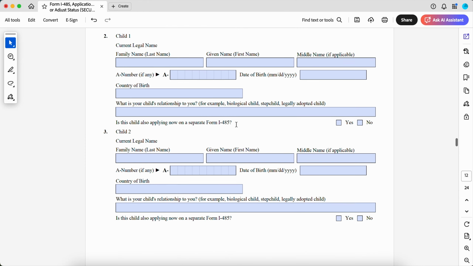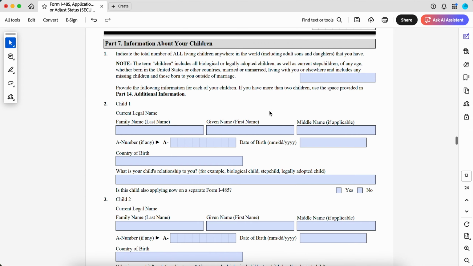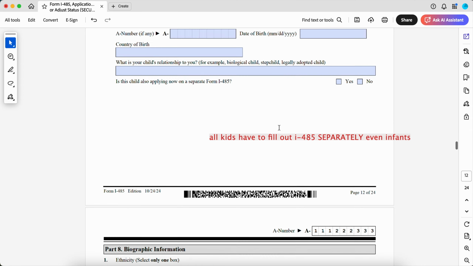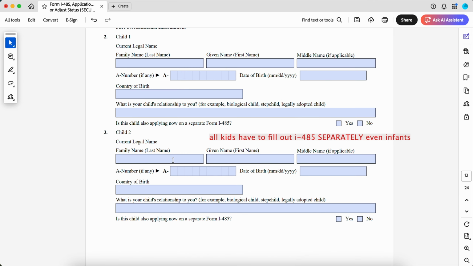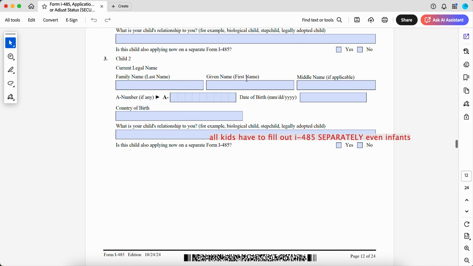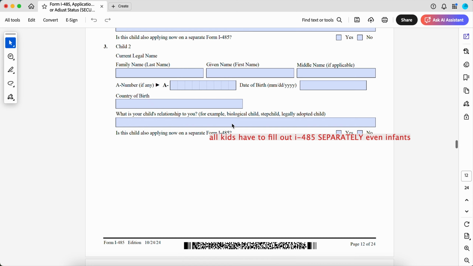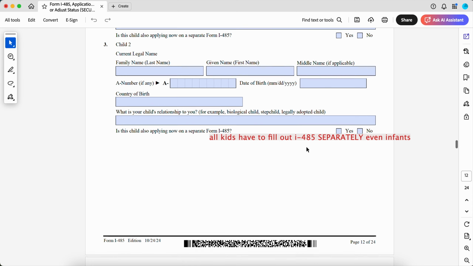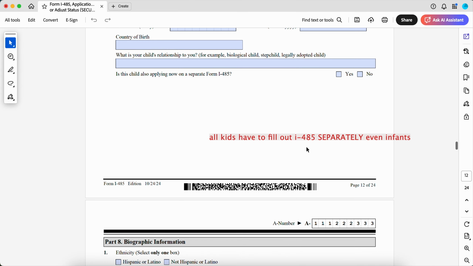If you move with them, they will probably be assigned the A number because they will have the K2 visas. And here you have to write if it's your biological child, stepchild, or legally adopted child. And you can write if the child is applying now on a separate form I-485.